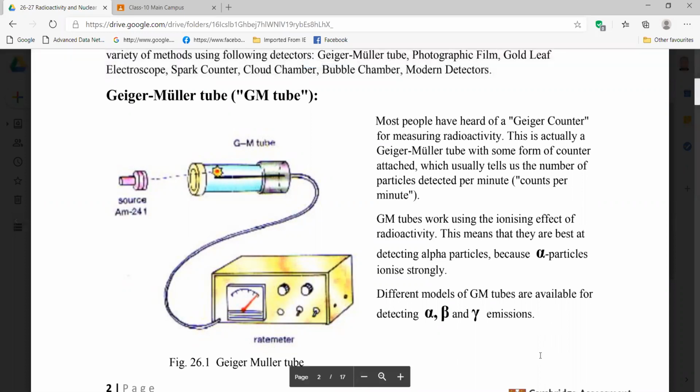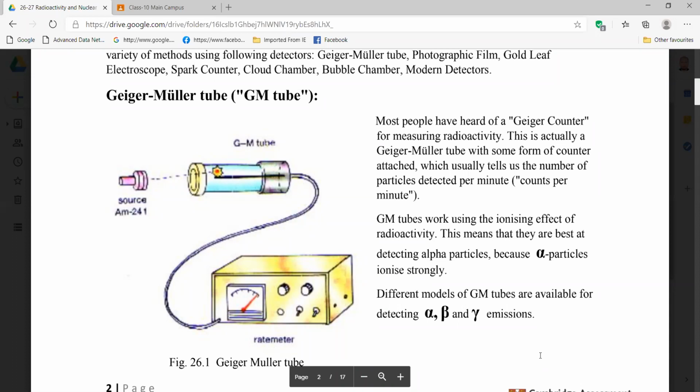Most people have heard of a Geiger counter for measuring radioactivity. This is actually a Geiger Muller tube with some form of counter attached, which usually tells us the number of particles detected per minute, counts per minute. GM tubes work using the ionizing effect of radioactivity. This means that they are best at detecting alpha particles because alpha particles ionize strongly. Different models of GM tubes are available for detecting alpha, beta, and gamma emissions.